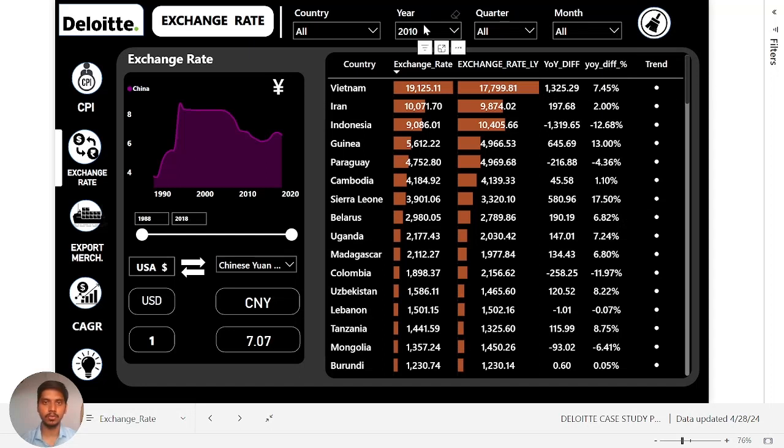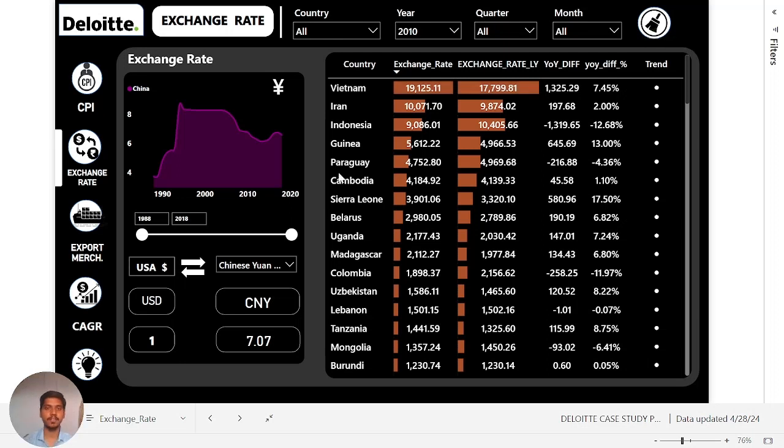So you can see that in 2010 Vietnam has the highest exchange rate. From here you can see the previous year exchange rate, year on year difference, and year on year difference in percentage. So you can see that the exchange rate of Vietnam in 2010 was 19,125. One thing to keep in mind in this particular exchange rate report is that we are comparing it with the US dollar: to buy one US dollar, how much of a particular country's currency we need to pay. So here we can see that for buying one US dollar, we need to pay 19,125 Vietnamese currency.